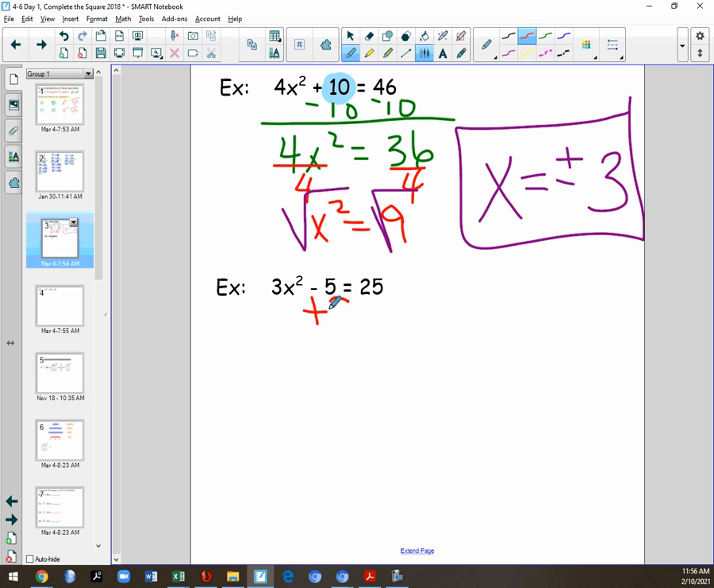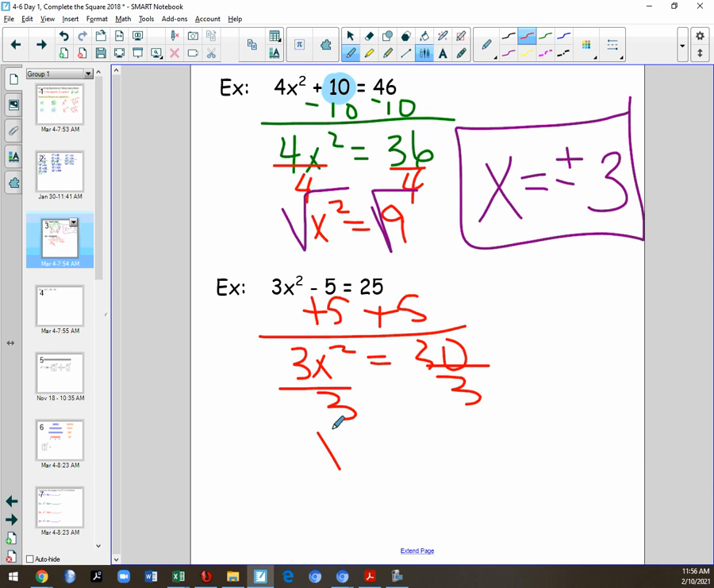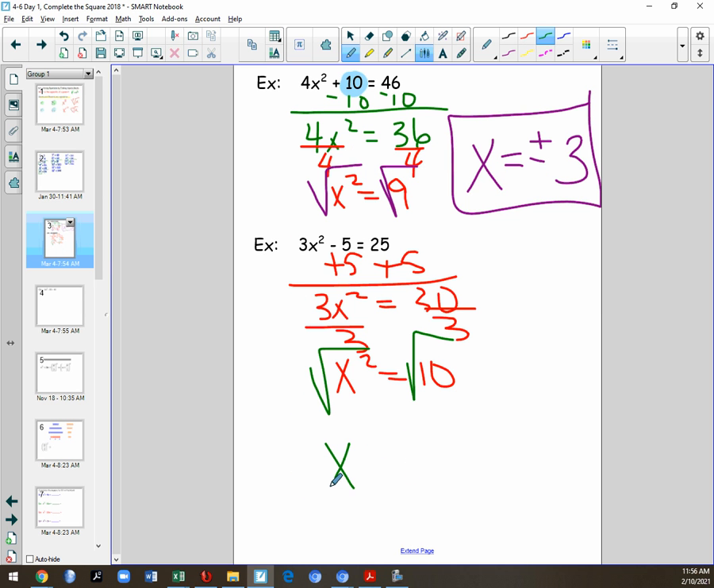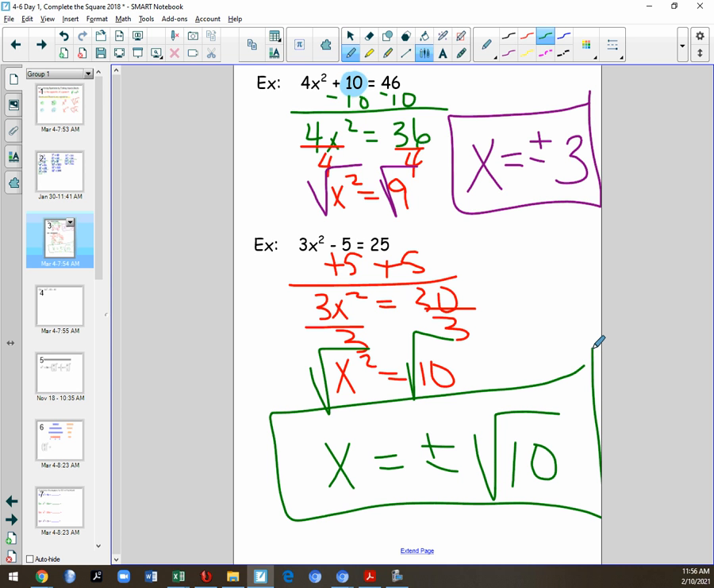Let's do it again. I'm going to add 5 to both sides. So I have 3x squared is equal to 30. Divide by 3, and I have x squared is equal to 10. Take the square root of both sides, and when you take the square root, you automatically put plus or minus. There are no perfect square factors of 10. It's just 2 and 5 and 1 and 10. So I'm done at plus or minus the square root of 10.